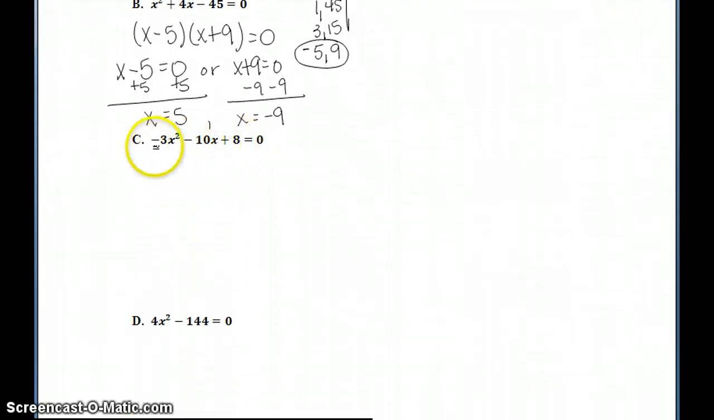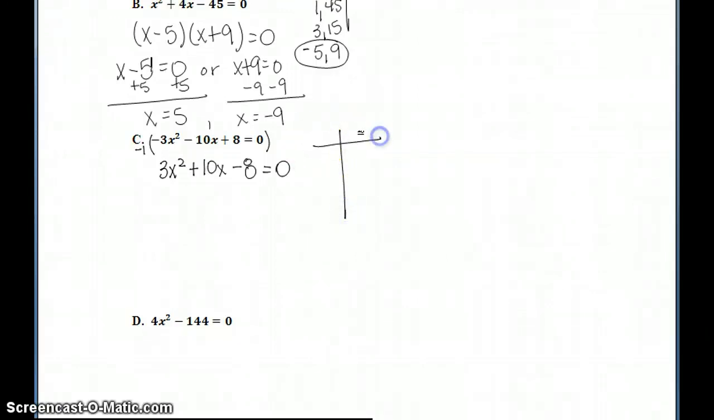C might be a little bit more challenging. One thing is I do not want this negative here on my x squared term, so the first thing I'm going to do is multiply by negative 1. When I multiply all three terms by negative 1, it gives me 3x squared plus 10x minus 8. The next thing I want to think about is what I can factor out, and there's nothing that they have in common. So that's all I can do until I do my product and sum.